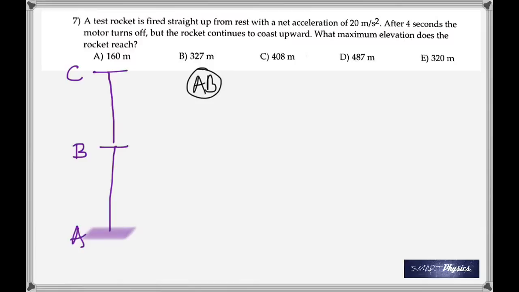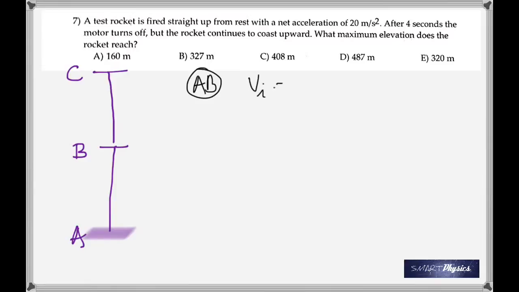So there are two parts in this journey of the rocket. During the part AB, it has an acceleration of 20 meters per second squared. But at B, when the motor turns off, it becomes a freely falling object. So that means the acceleration during this part is minus 9.8 meters per second squared. So there are two parts.